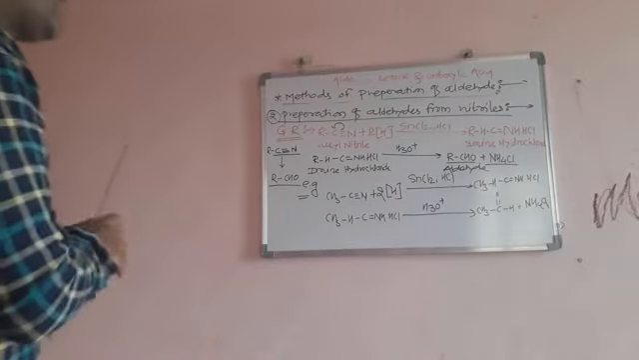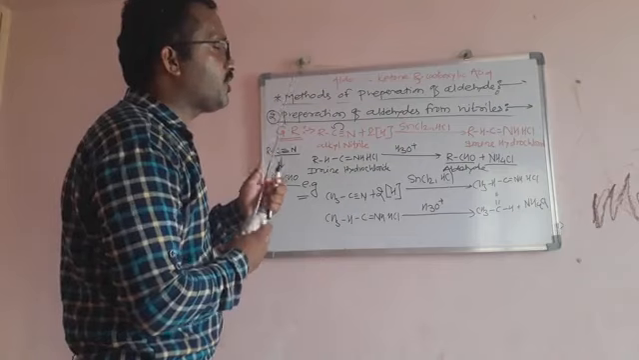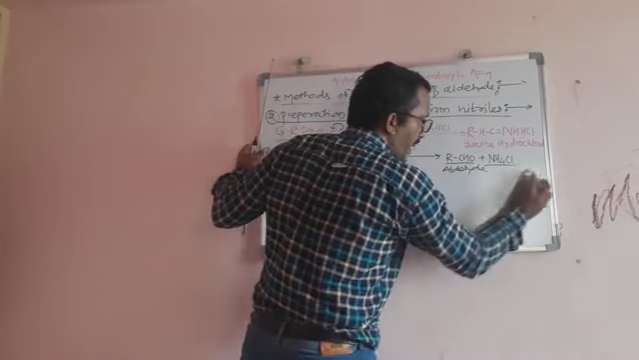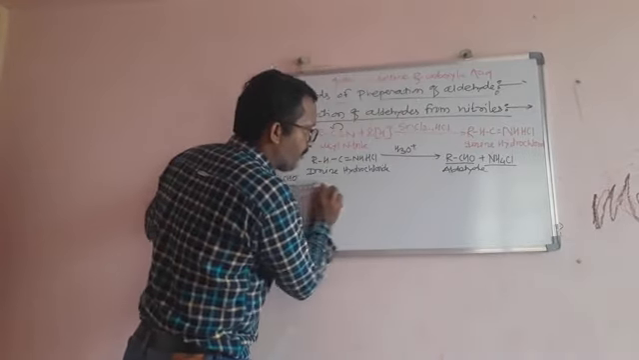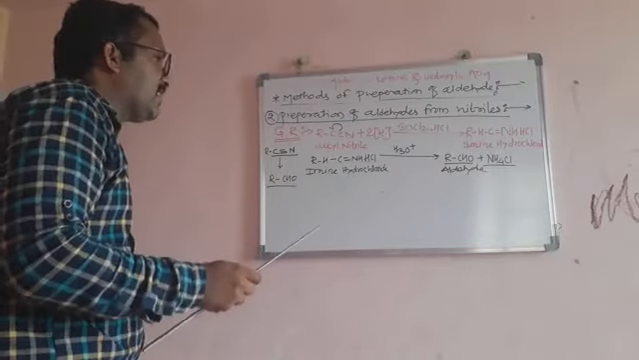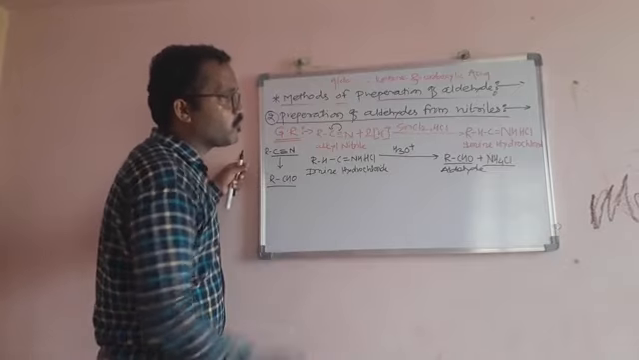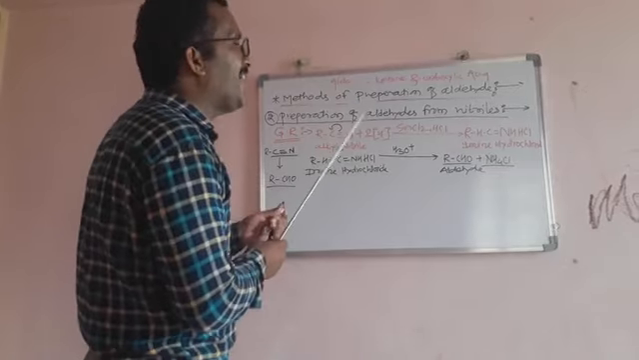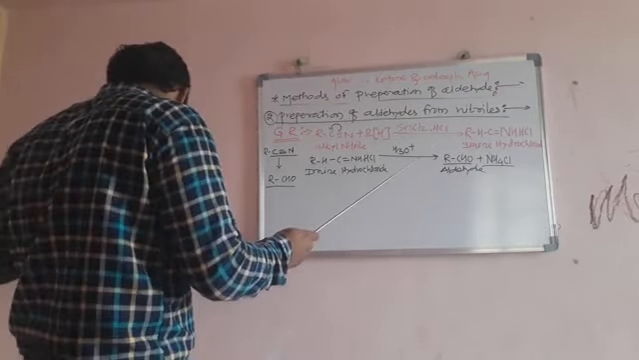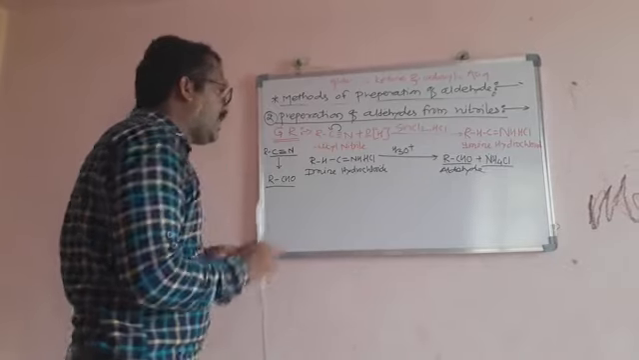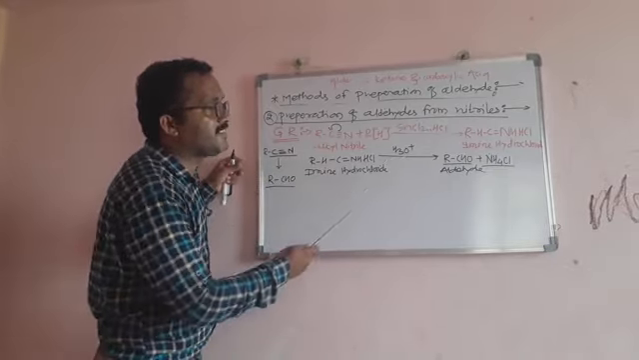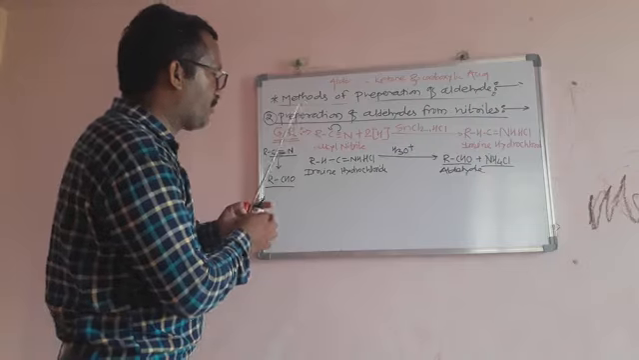Another example we discuss is the preparation of aldehyde from nitriles. When benzonitrile undergoes reduction with stannous chloride in the presence of HCl, it gives benzene imine hydrochloride, and this benzene imine hydrochloride undergoes acid hydrolysis to give the corresponding benzaldehyde.